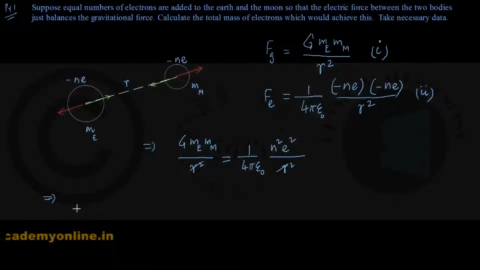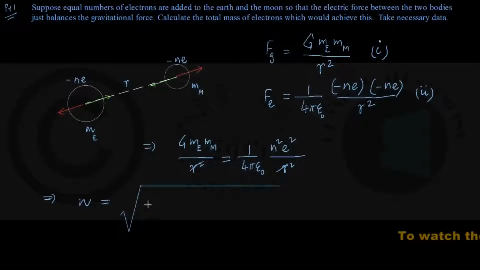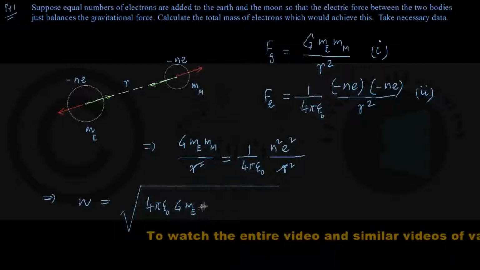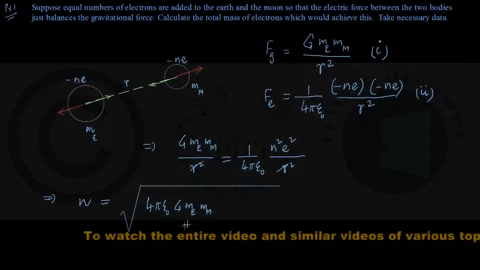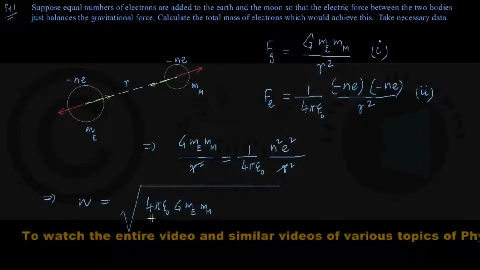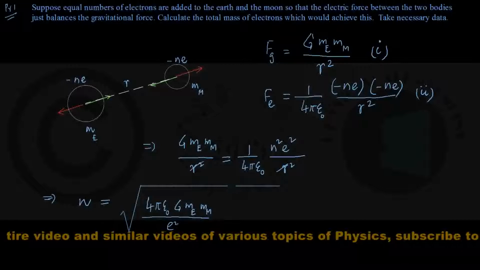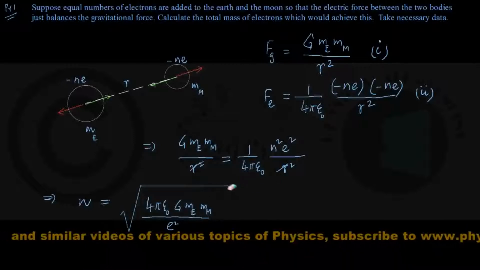Be a little careful, I'm just writing it and you'll be comparing my result with yours. The n can be written to be square root of 4 pi epsilon 0 into G into ME into MM, divided by e square, the whole thing under square root. You can just check these things yourself. So this is what you should be writing here clearly.